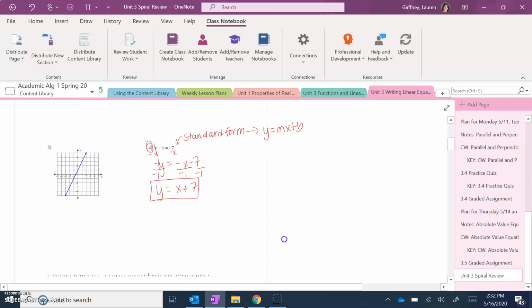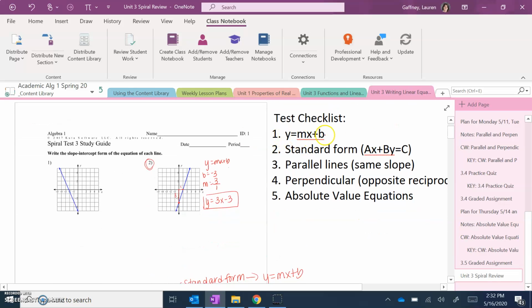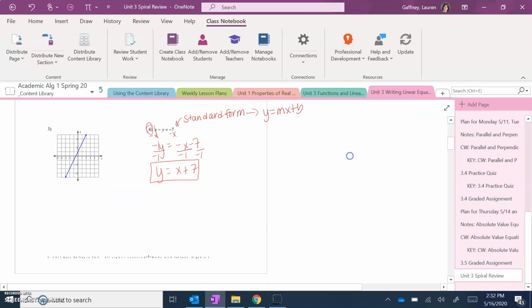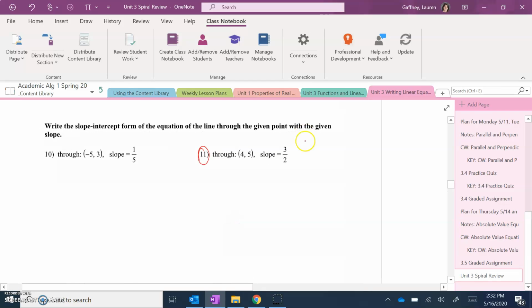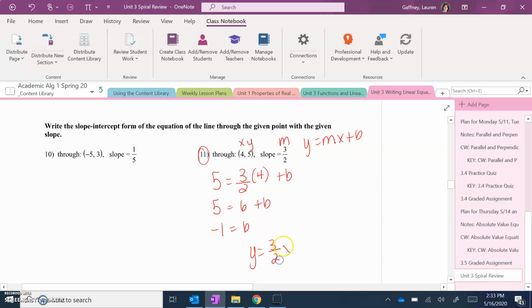Then we also wrote things in slope-intercept form given different pieces. In this next section, we're given a point and a slope, and we need to write it in slope-intercept form. Remember, this is your m, and this is an x, and this is a y. Let's plug in what we have. So y is 5 equals m is 3/2, x is 4 plus b. Now let's solve for b. If you use a calculator here, you're going to get 6. So subtract the 6, and you get -1 for b. Now your final answer should only have the m and the b. Don't keep the x and y plugged in. So y equals 3/2 x minus 1.